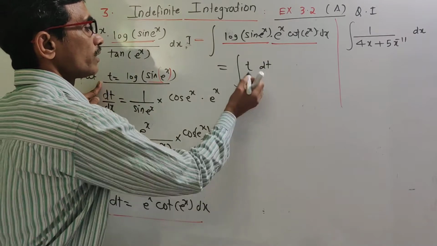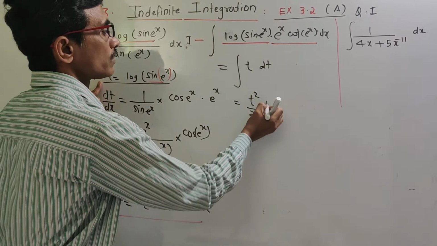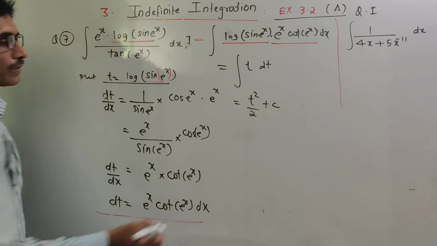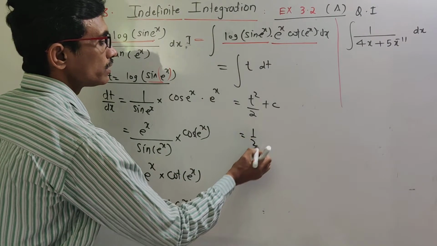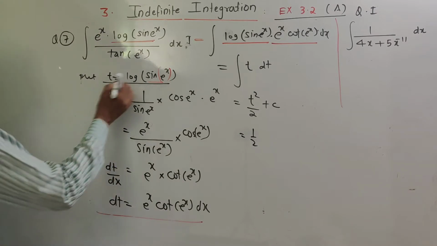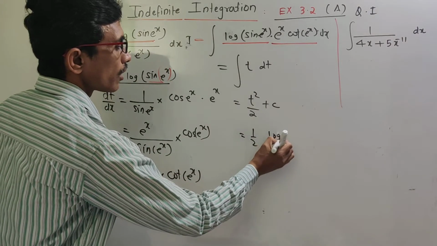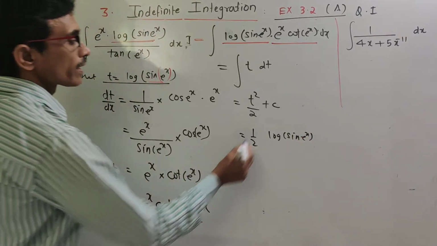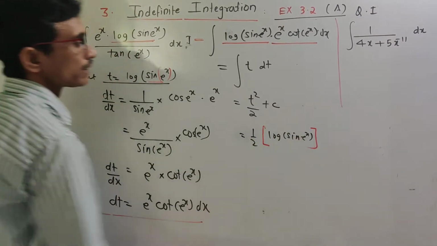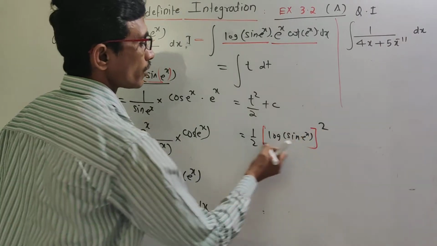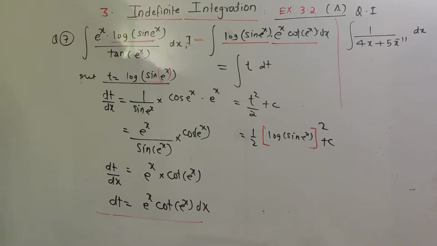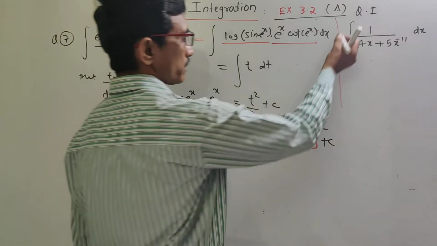So very simple, now it is t square by 2 plus c, which is 1 upon 2 t square. So our t is log of sin of e raised to power x, and whole square upon 2 plus c. Then we evaluate this.